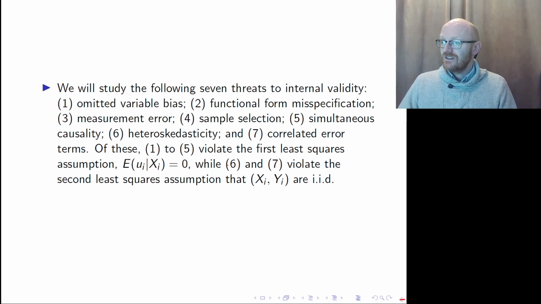And numbers 6 and 7, the heteroscedasticity of the error terms and the correlated error terms, violate the second assumption for the least squares method, which is that these draws of x and y should be independent and identically distributed, which means that they should be draws from the same population, and they should not have an effect on each other. So one draw should not be able to affect another draw.